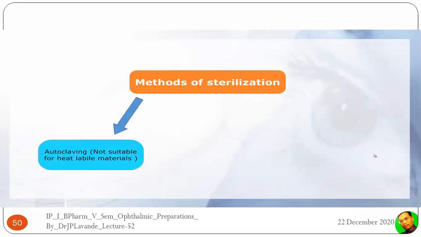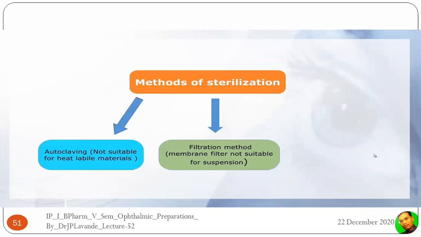What are the different methods of sterilization that are very commonly used? In case of the ophthalmic, the radiation, filtration, and the autoclaving. That is autoclaving, filtration, and the radiation. These three are the major methods by which we can go for the process of sterilization.